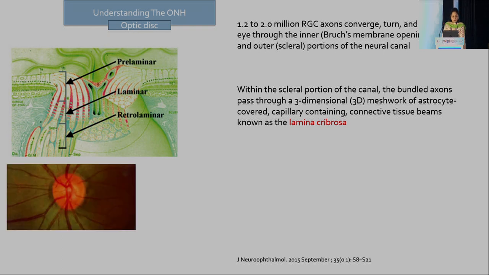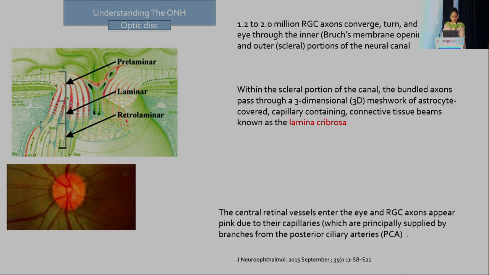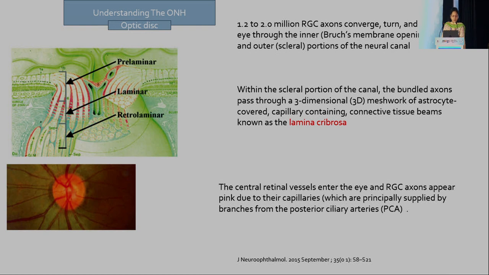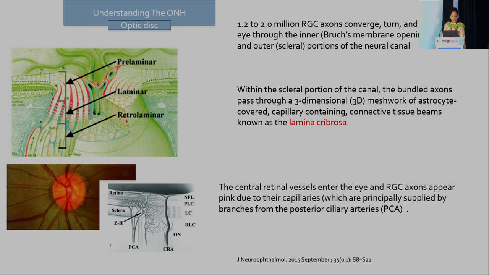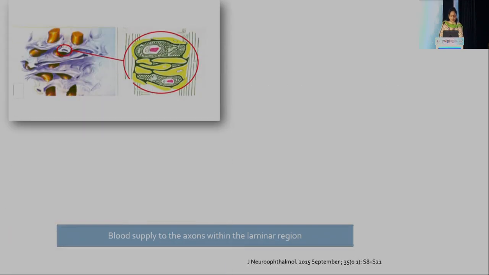Now, when we come to this particular pinkish color of the optic disc, which we are all aware of, it is basically because of the vessels supplying from the posterior ciliary artery. This is the only visible part of the ONH which we see, and we call it the optic disc. Again, only by understanding the blood supply of the ONH can we understand what is actually happening, which is leading to that cupping.